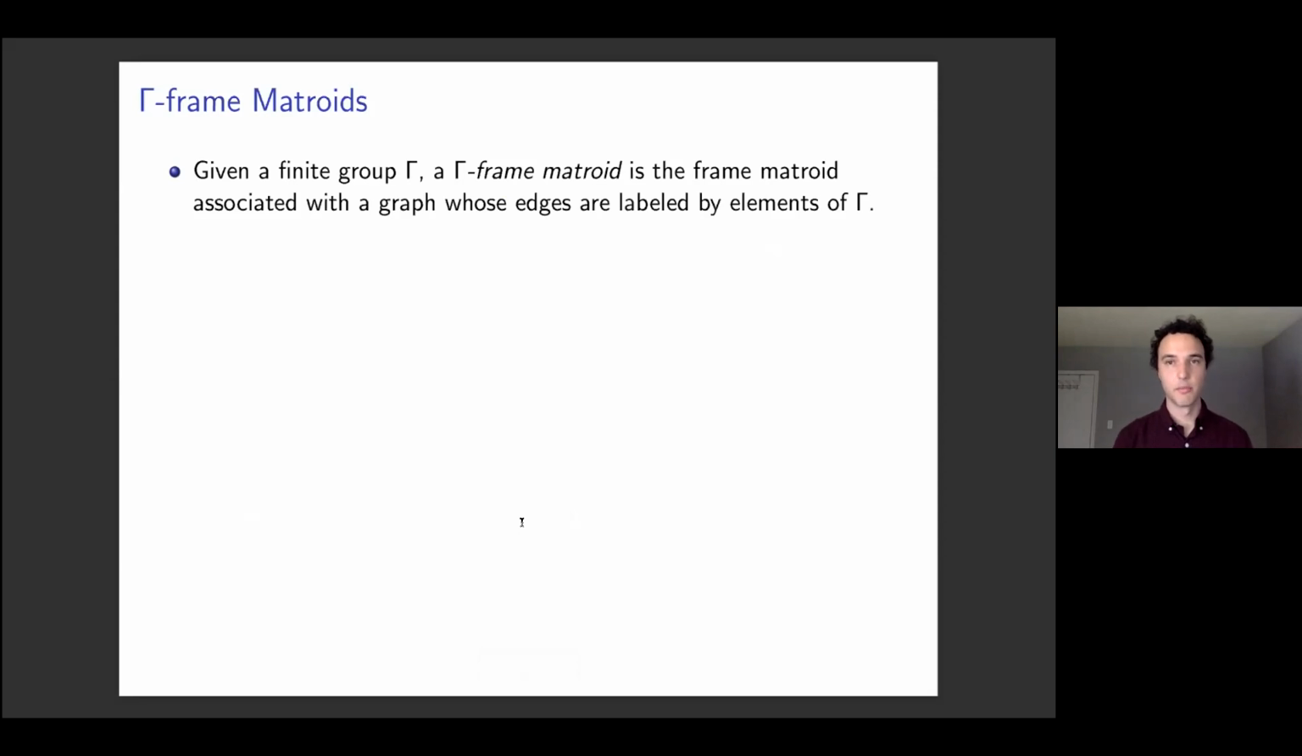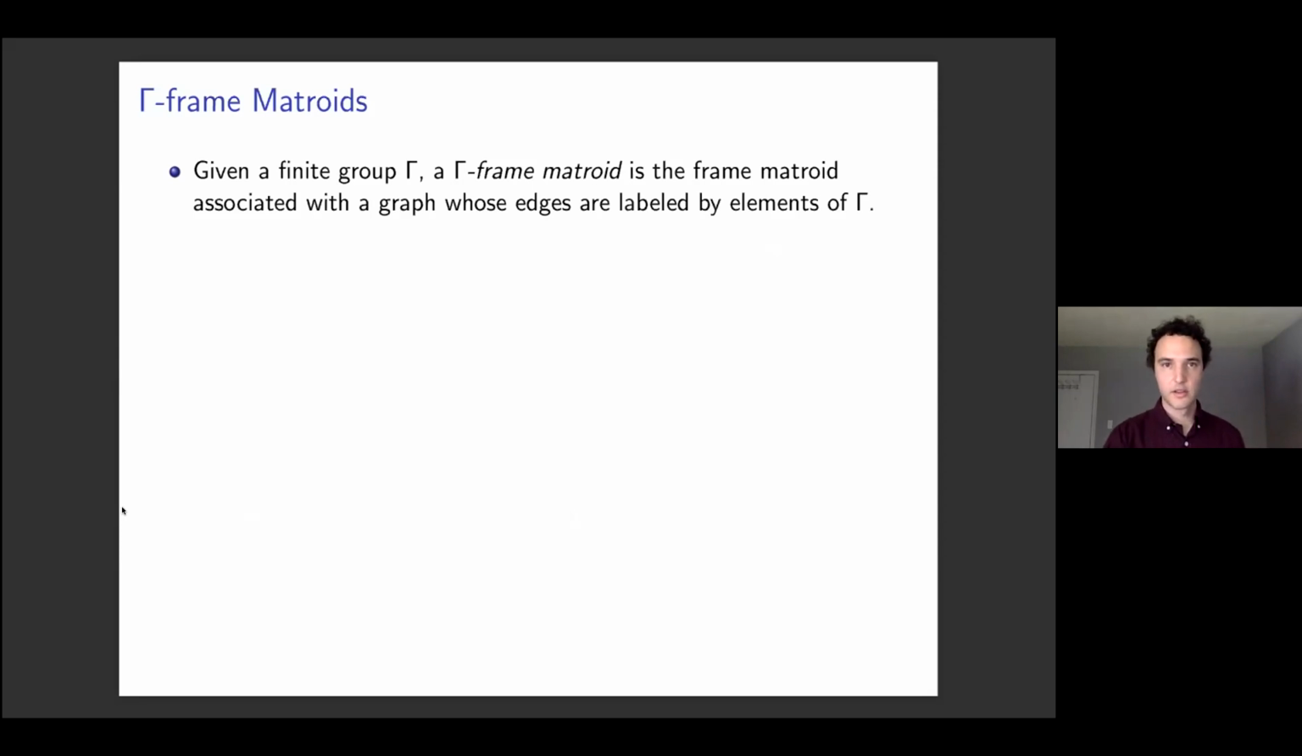We just need some properties of this class. So first, when the size of gamma is 1, this is exactly the class of graphic matroids. Okay, so these matroids generalize the graphic matroids.